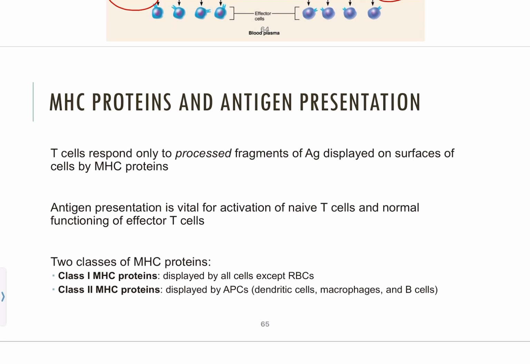So T cells are activated through antigen presentation, which occurs when an antigen-presenting cell, or an APC, is going to display that processed antigen on its MHC protein. So we have class 1 MHC proteins that are found on almost all body cells, and they're going to present endogenous or internal antigens to the CD8 cells, while our class 2 MHC proteins are found only on APC cells like our dendritic cells, and they're going to present exogenous or external antigens to CD4 cells.